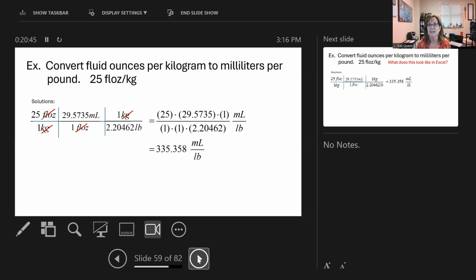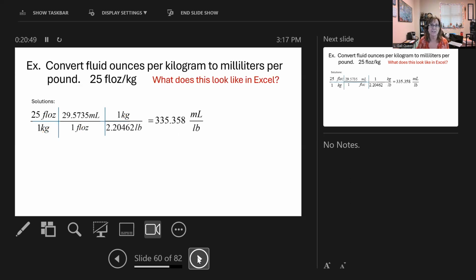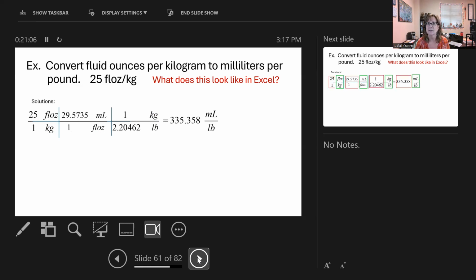Now, here's the thing. We did this. Let me go ahead and go to the next slide. We do have our answer here, but the question is, how do they want me to do this in Excel? What's this going to look like in Excel in my discussion question for the week? All right. So I need to figure out how I get this in. All right. So let's take a look.